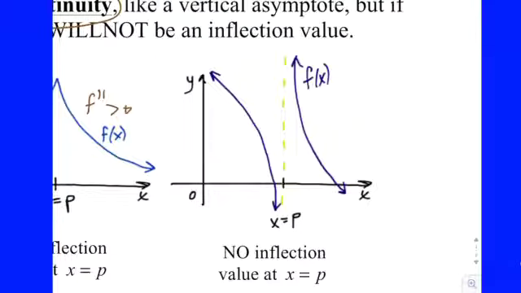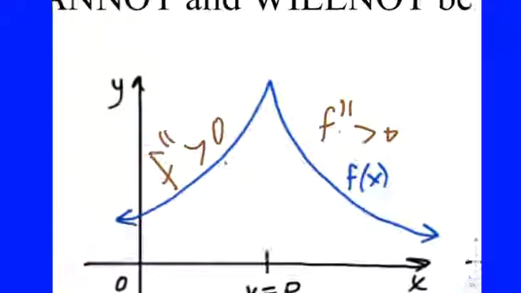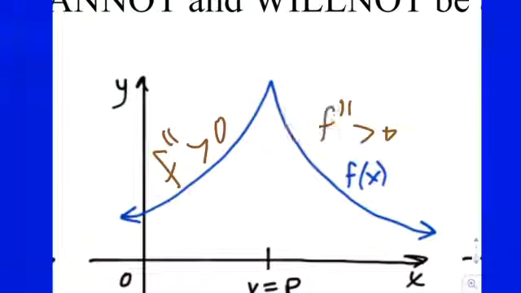And then the last one here, it goes from concave down on the left to concave up on the right. I already showed you that. It's not an inflection value, though, because it's not in the domain. This one was not an inflection value because there was no sign change in the second derivative.